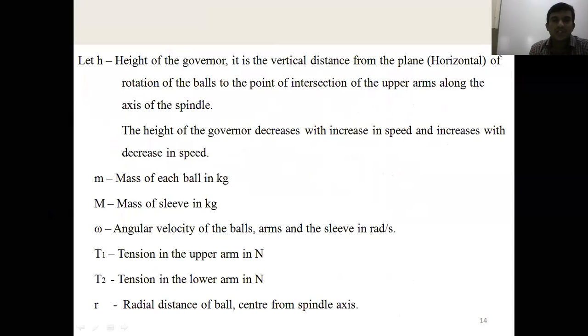Next, these are the notations we use. H, the height of the governor, is the vertical distance from the plane of rotation of the balls to the point of intersection of the upper arms along the axis of the spindle. The height of the governor decreases with increasing speed and increases with decreasing speed.